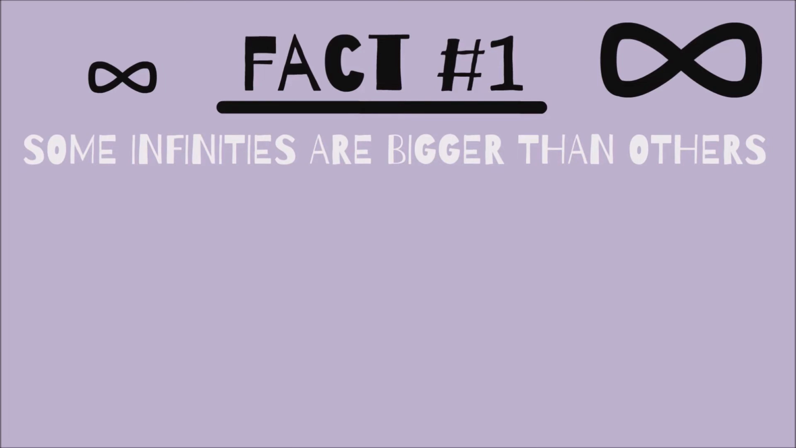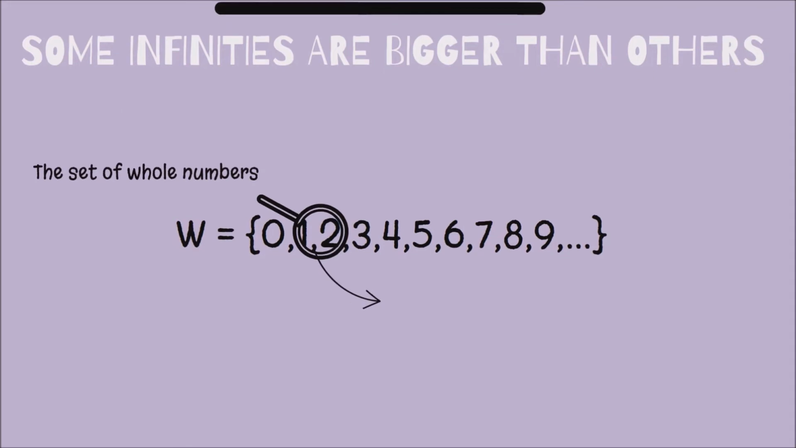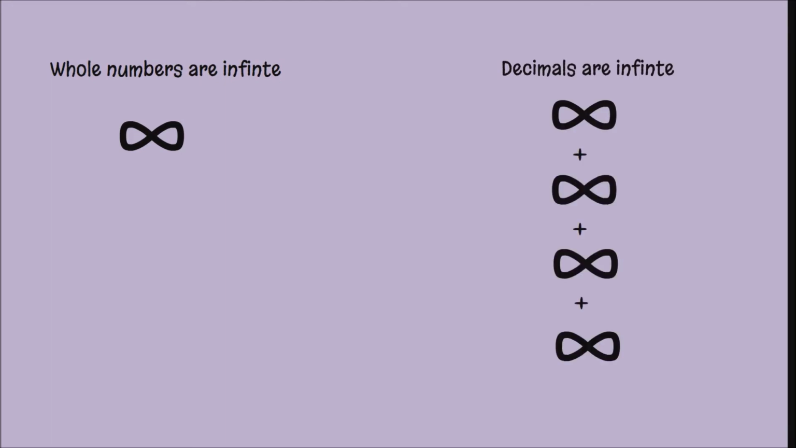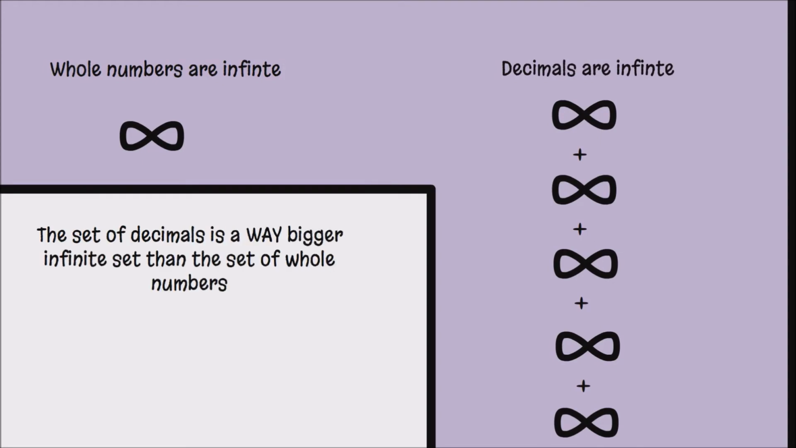Let's look at some sets of numbers to explain how we know this. The set of whole numbers start at 0 and goes on forever, so it's an infinite set, right? Now, in chapter 3 of volume 1, I explained that decimals are numbers found in between whole numbers, and there are an infinite amount of decimals that we can find in between every whole number on the number line. So think of this. If whole numbers are infinite, but for every pair of whole numbers there is an infinite amount of decimals in between them, it means that the set of decimals is a way bigger infinite set than the set of whole numbers.